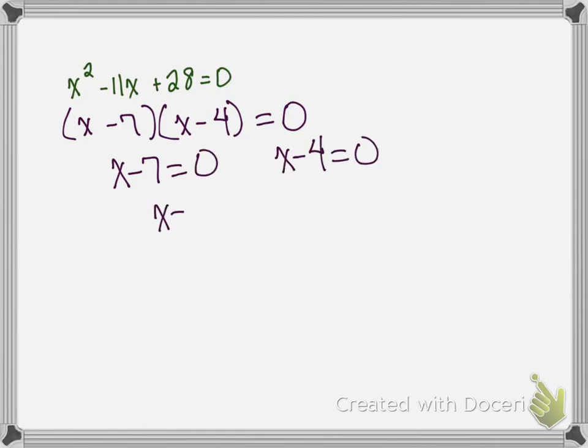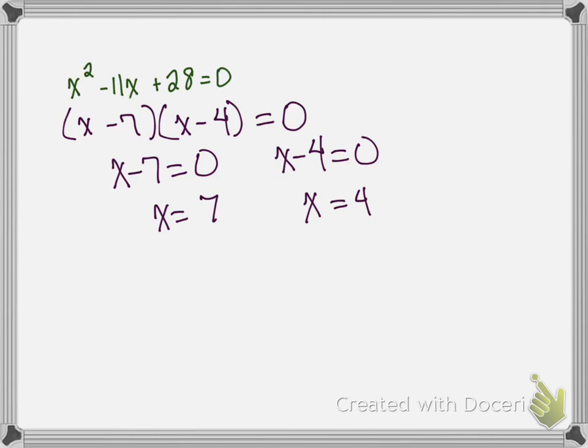Okay? Then I set each one of these equal to 0, and I solve. So I have x equals 7 and x equals 4. Now again, we're going to do lots of stuff with this. But what that means is when I graph this quadratic, it's going to cross the x-axis at 7 and 4. Okay? It's going to cross the x-axis at 7 and 4.